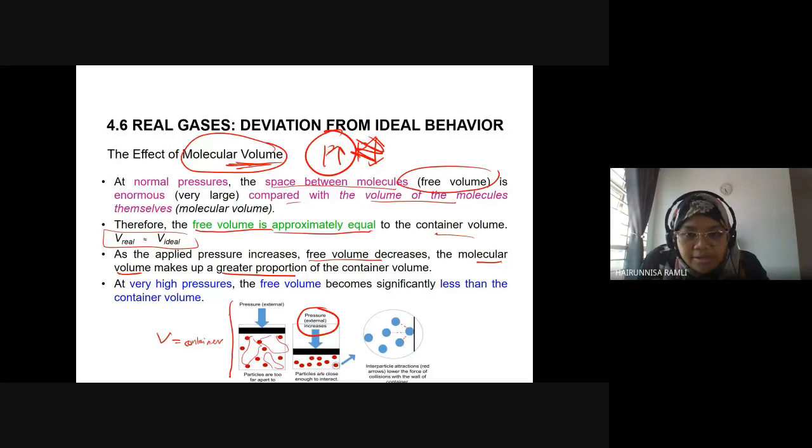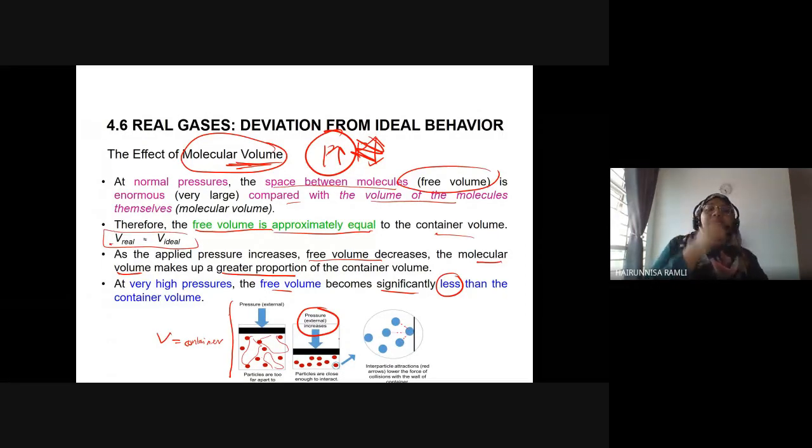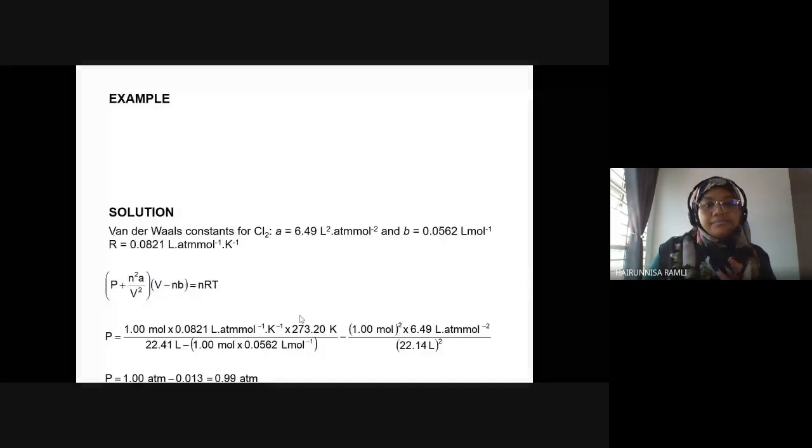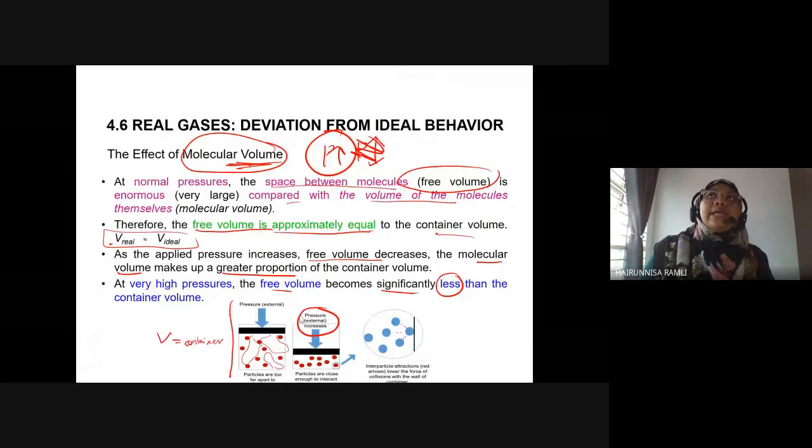So meaning that it has become significant. You cannot ignore it anymore. Okay? So that's why at very high pressure, the free volume is significantly less than this one. Okay? So you have to take note now. Before this, we treated it as negligible, right? Now you have to take note that the volume of the gas must be taken into account.